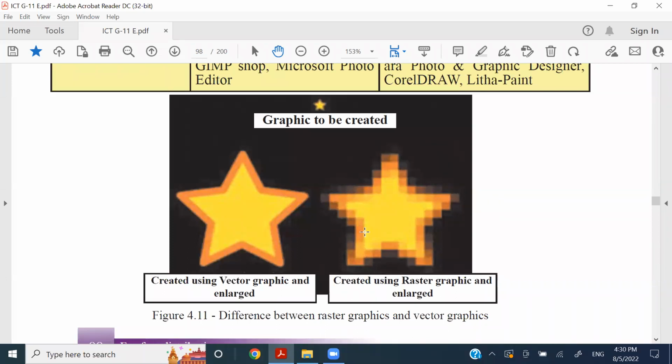Right. So when a raster is enlarged, you can see the pixels clearly and the quality of the picture will be reduced. But when you are enlarging the vector graphic, it still gives you the same picture, right?